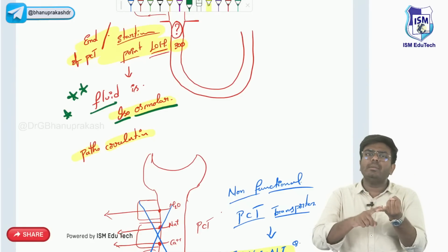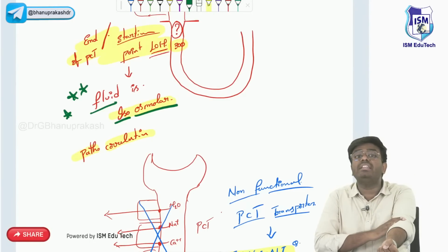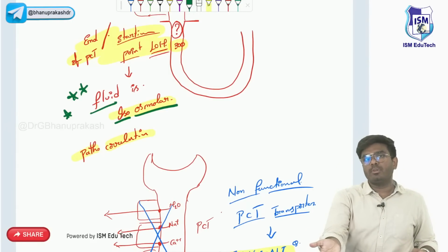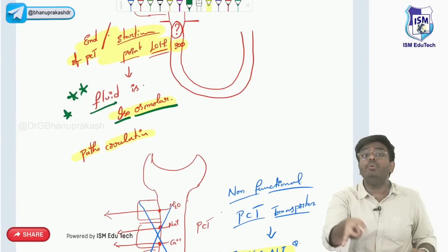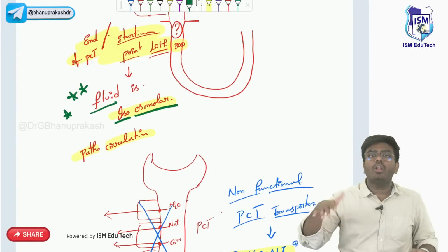In plasma, 300 milliosmoles. Our blood is having how much concentration? Our blood is having an osmolarity of 300 milliosmoles. In the PCT also, the fluid is having 300 milliosmoles. Why? Because same amount of solute, same amount of solvent are being reabsorbed. So no concentration, no dilution.